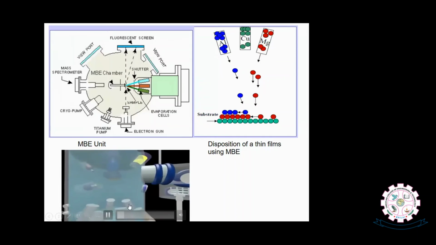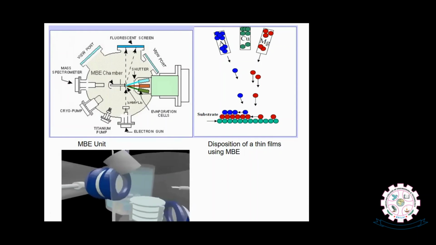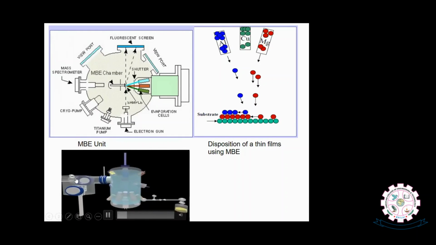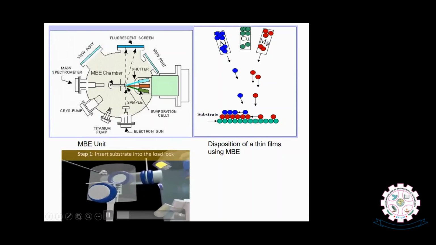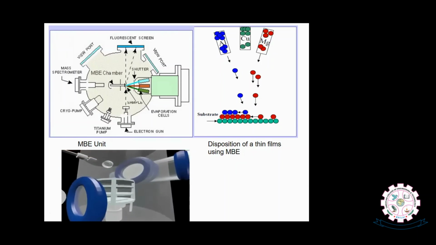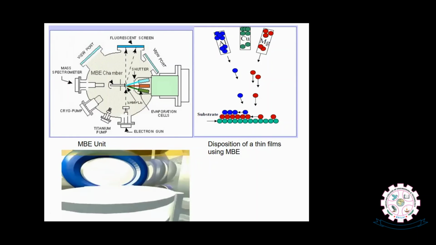Here you see these are all different sources of materials, and you are introducing a substrate to be deposited into the chamber. This is called the load lock chamber. You will not expose this system to the atmosphere, because this is always at ultra high vacuum. The vacuum level is always 10 power minus 9 minimum. That's where you will use the load lock chamber. That means you will introduce your substrate into the chamber before that.